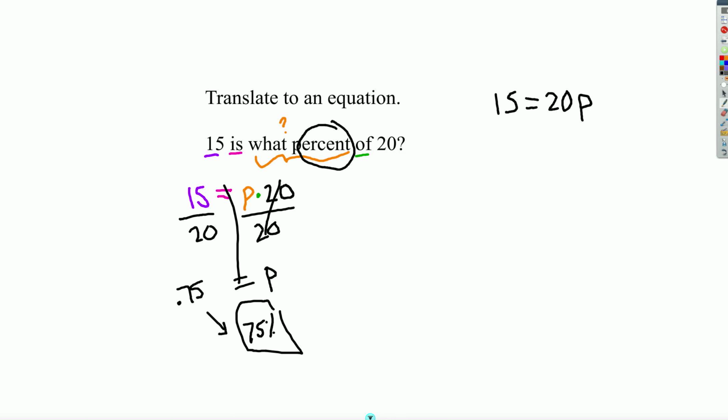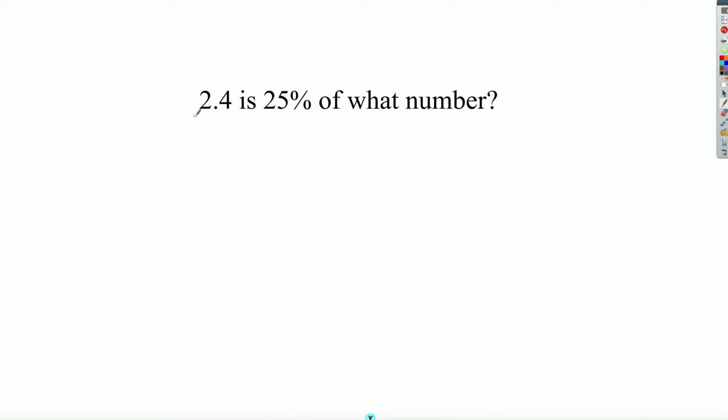Let's try another one. It says 2.4. Okay, I'm just going to look at the number 2.4. I'm going to write an equation again. Is, so I've got my equals, 25%. So when you're doing these problems, you never want to have the percent sign in your equation. It's not something you should ever see because it's not something you should do. So I'm going to write 25% as a decimal like I did earlier.